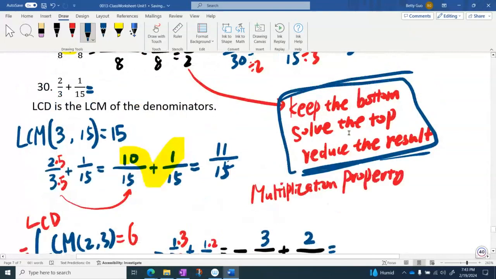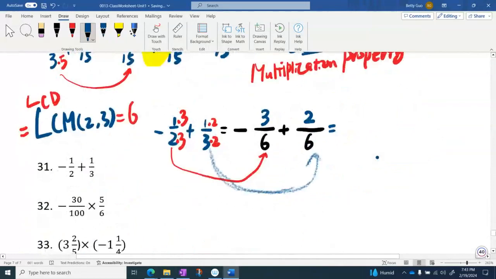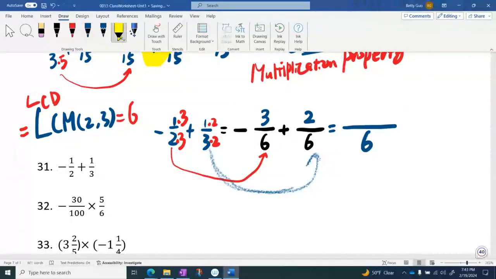As I mentioned earlier, we actually use this a lot. Remember that. I make my students remember that. Keep the bottom, okay? Keep the bottom 6. Solve the top. Don't forget this negative sign. You include the negative sign with the numerator. So we have negative 3 plus 2.